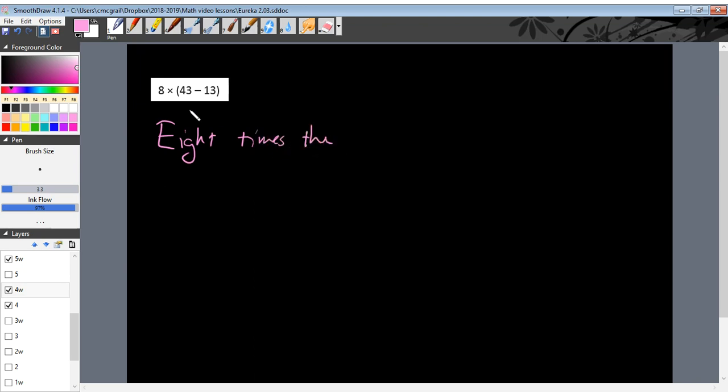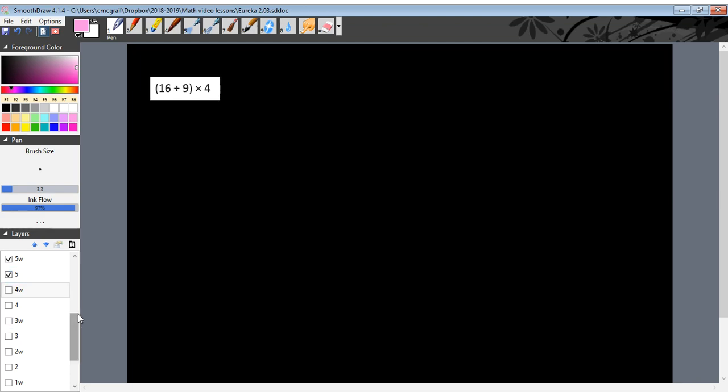the, I'm trying to remember again how I say the word for the answer to a subtraction problem. And it's different. So 8 times the difference between 43 and 13. And that's it. It's 8 times this number, which is the difference between 43 and 13.